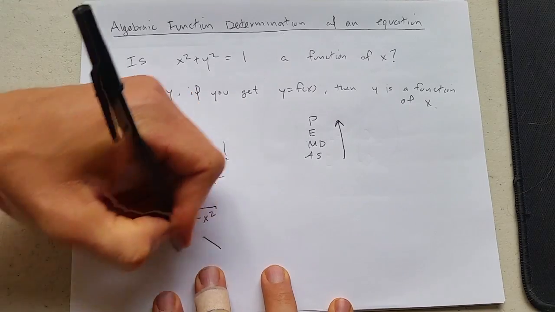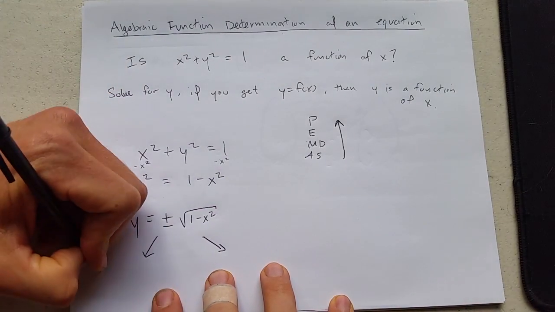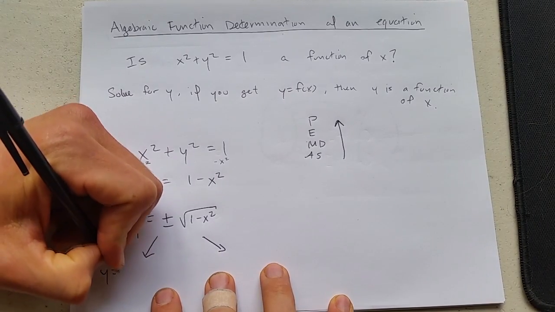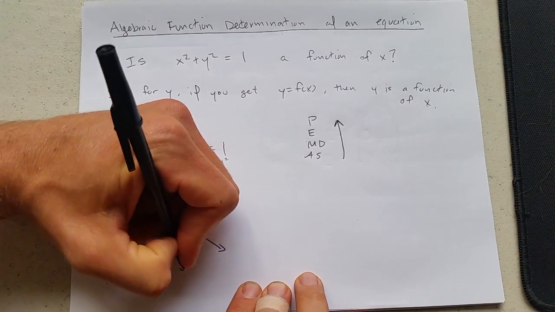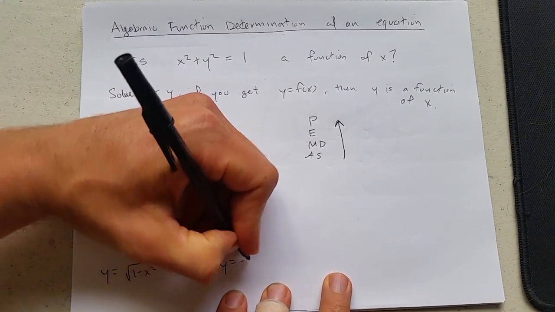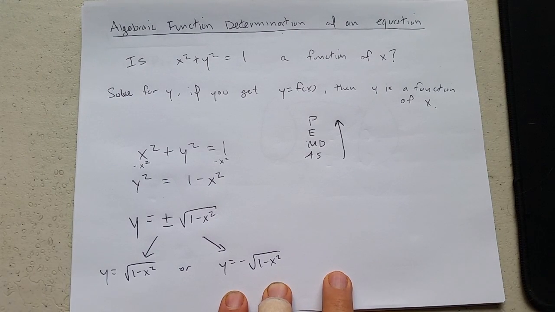Now, how do you think about these? You should think about it the same way your brain is saying them. So you either get y equals positive square root of 1 minus x², or y equals negative square root of 1 minus x squared. So did we solve for y?